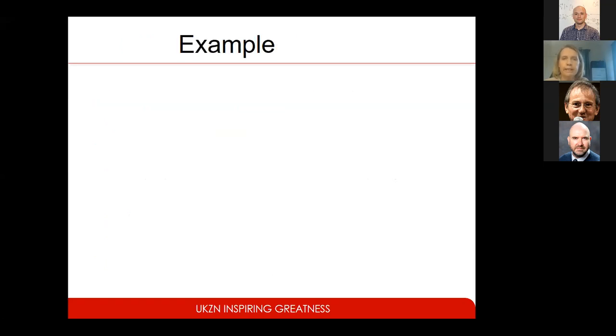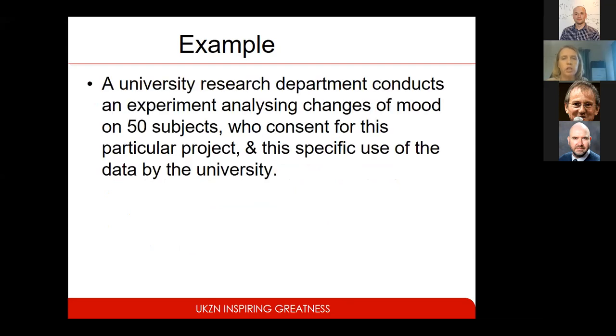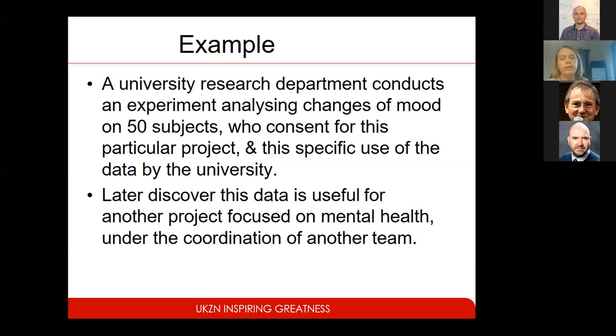The example mentioned in the slide comes from the European Commission Guidelines on Ethics and Data Protection, a very useful document which provides a great deal of detail on how to apply GDPR. If, for example, one had original consent from 50 subjects for a particular project and later discovered that the data was useful for another project, focusing on mental health under the coordination of a different team, but still within the same university, the principle that this further processing is compatible would apply.